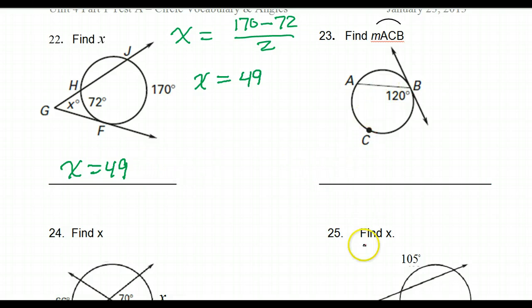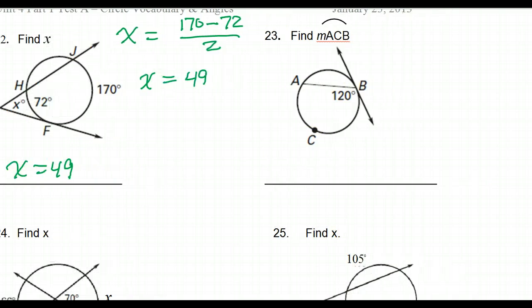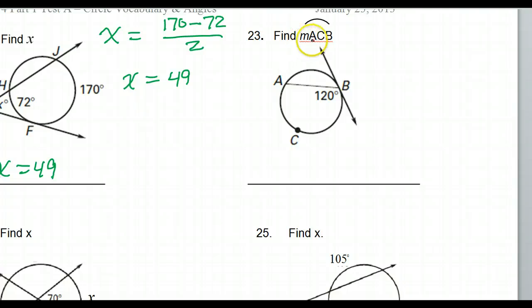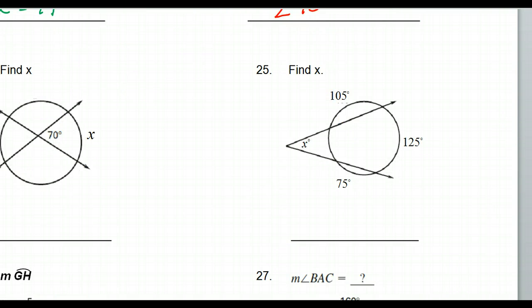Okay, good enough. Let's look at 23. Find the measure of arc ACB. Well, arc ACB is this arc the long way around like this. And that arc should be double this angle. So that should simply be 240 degrees. Pretty simple. Moving on. Alright, number 24.